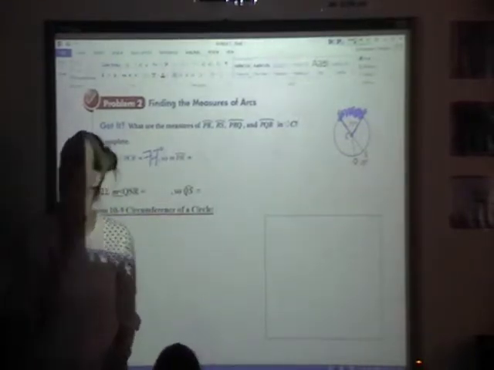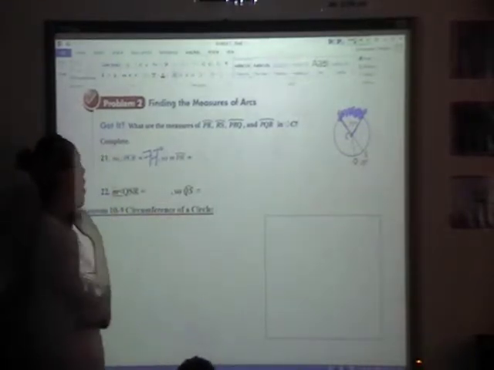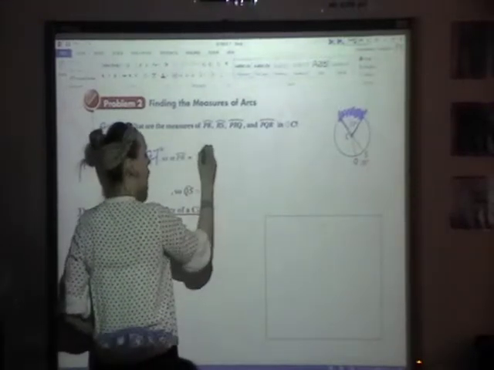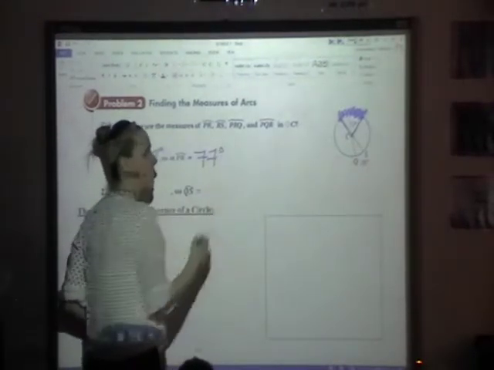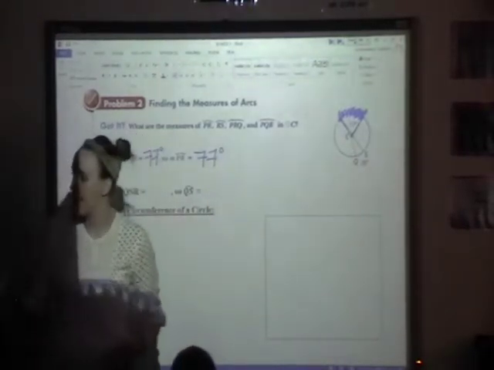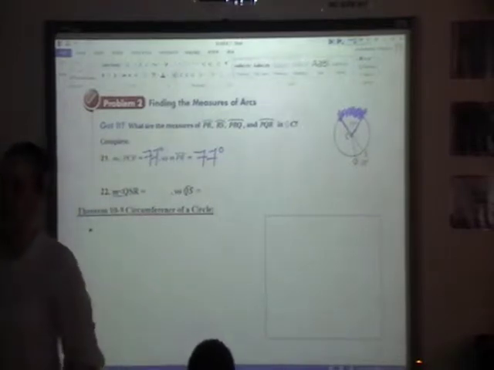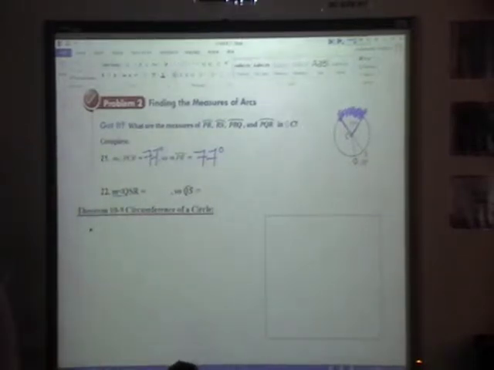They're the same. So therefore, the arc of PR has to be equal to 77. So whatever your angle is, your arc is. They are identical. They are congruent. They are the same. They are equal. They are equivalent.